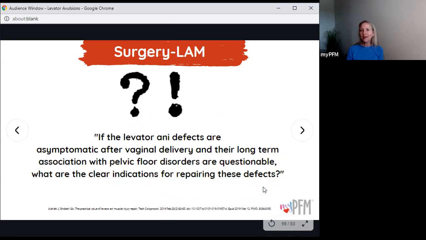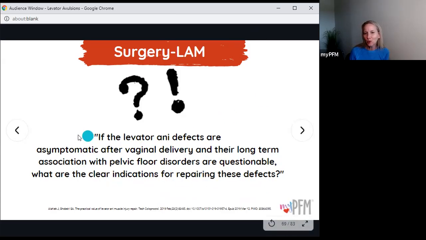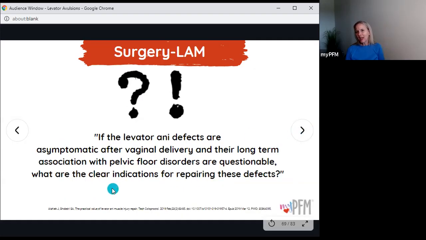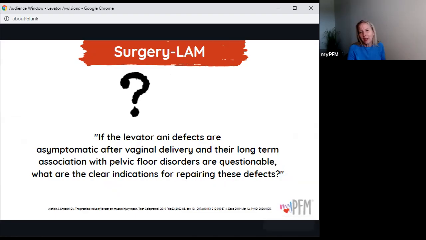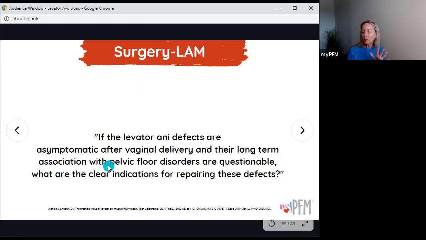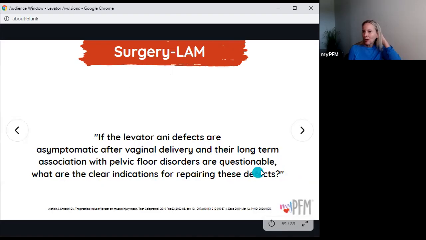So what I'm reading here from this sentence is we're not including pelvic organ prolapse as a pelvic floor disorder, because clearly in this article they understand that there's a huge effect on pelvic organ prolapse, but here they're saying that's a questionable impact. Well, what I would have liked for them to say is their long-term association with pelvic organ prolapse is established, but their impact on other pelvic floor disorders is questionable.